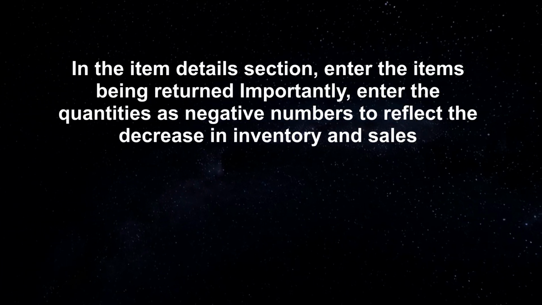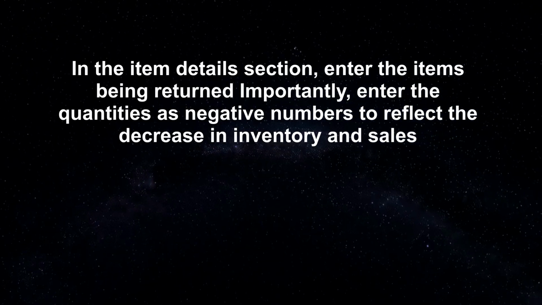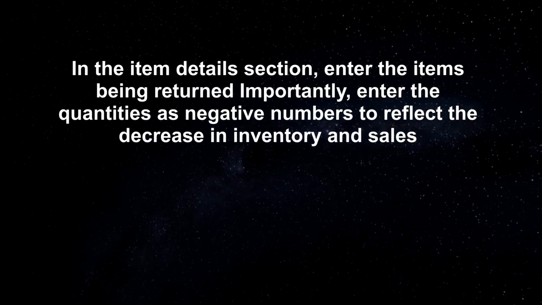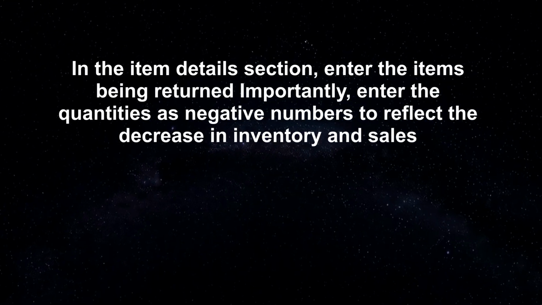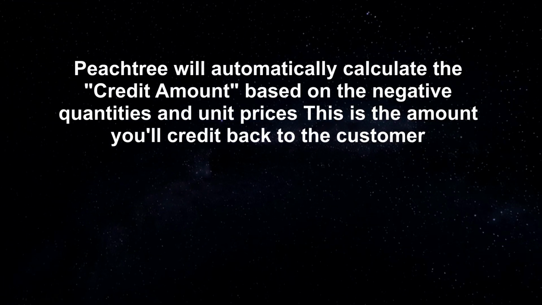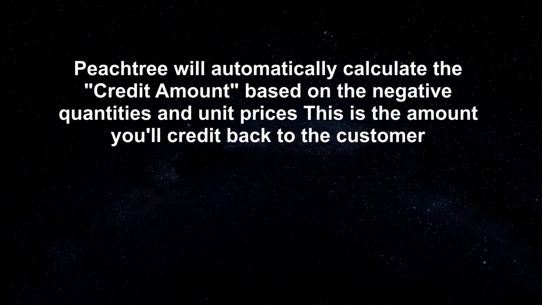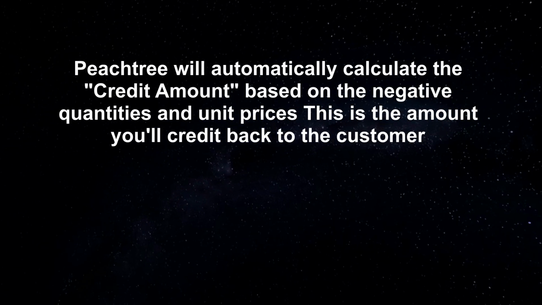In the Item Details section, enter the items being returned. Importantly, enter the quantities as negative numbers to reflect the decrease in inventory and sales. Peachtree will automatically calculate the credit amount based on the negative quantities and unit prices. This is the amount you'll credit back to the customer.